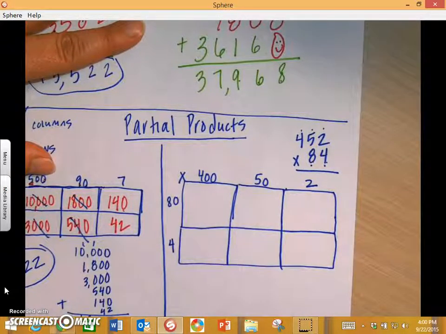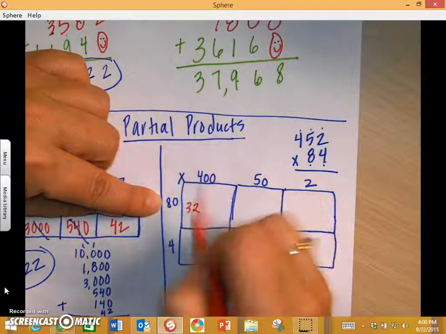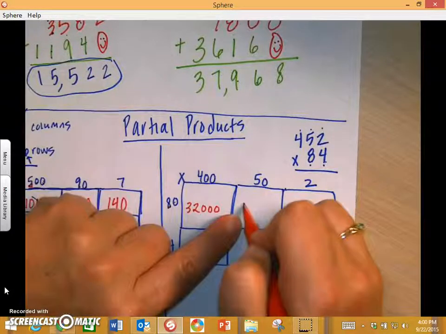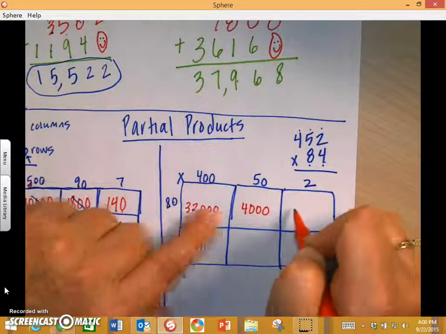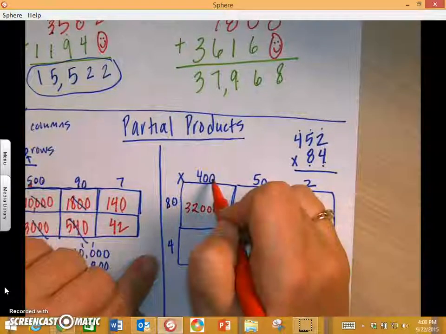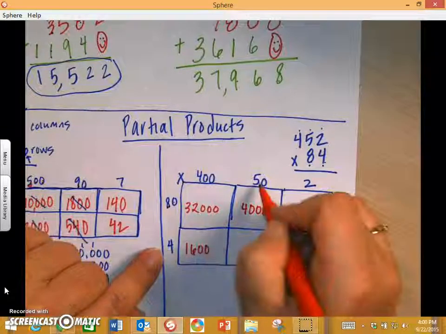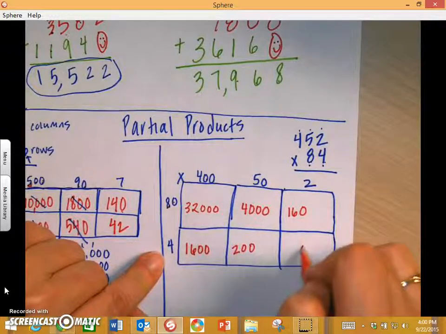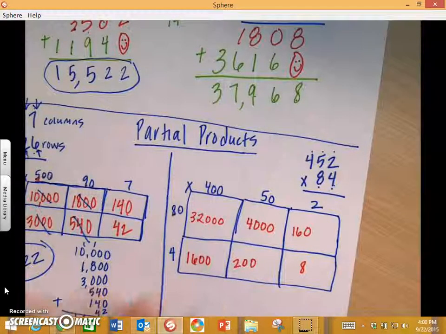And then I just multiply. 80 times 400 is 32 with 3 zeros. 8 times 5 is 40 with 2 zeros. 80 times 2, well, that's 16 with 1 zero. 400 times 4, well, that's 16 with 2 zeros. 50 times 4 is 20 with 1 zero. And then 4 times 2 is 8. Now hopefully I have enough room here to add all these numbers up. If I don't, I'll do a little extension piece here.